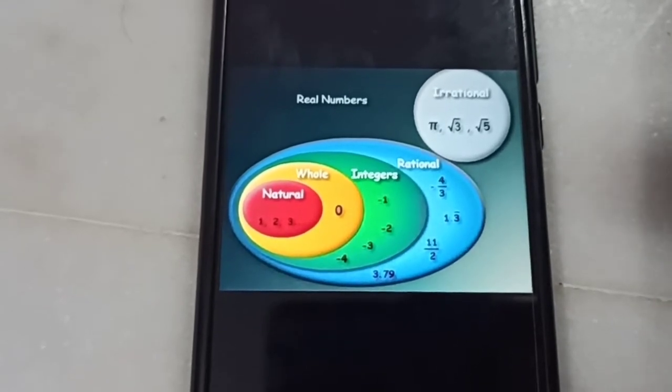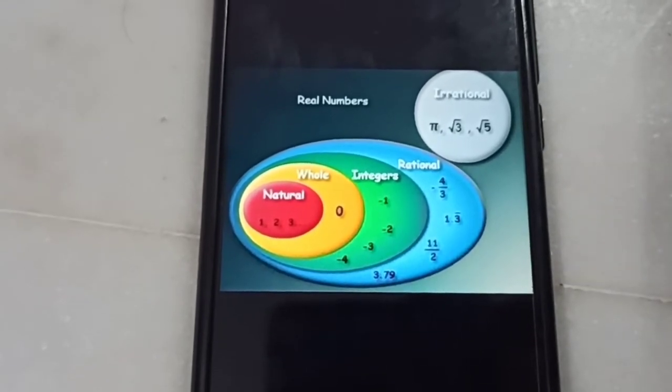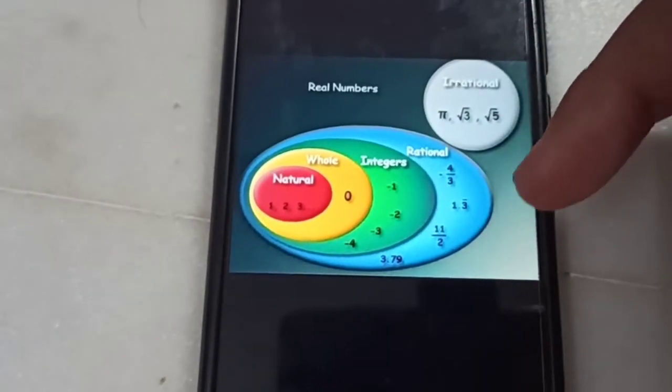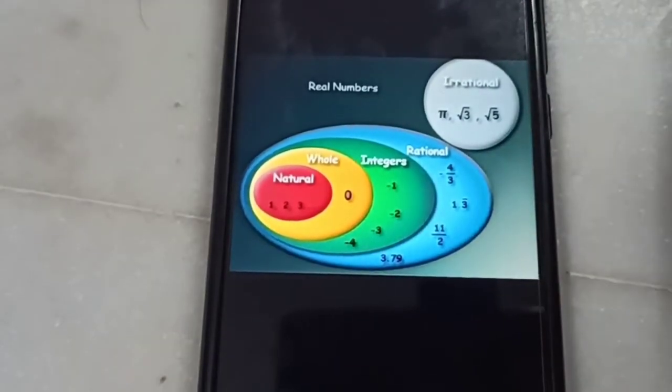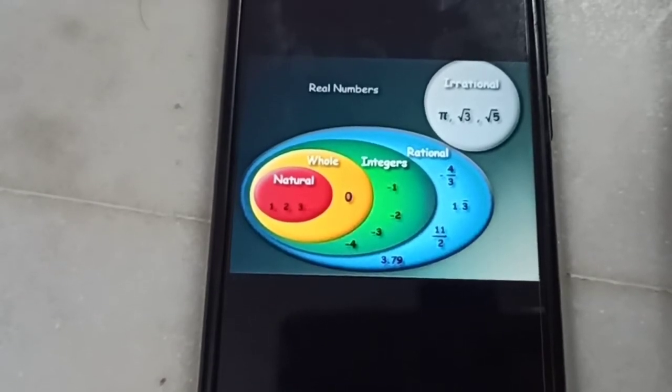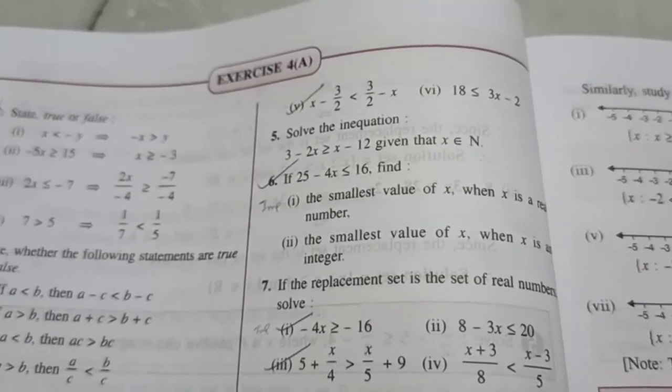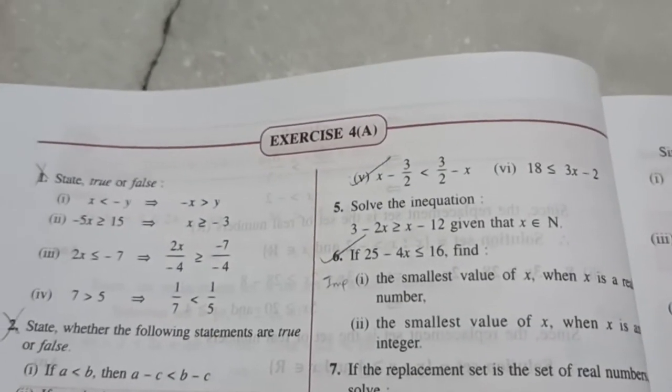We can't plot them accurately on a number line. So together, all these numbers, that is rational and irrational, are called real numbers. Now, there are some numbers which are imaginary, like square root of -1, but we don't have that in our syllabus.